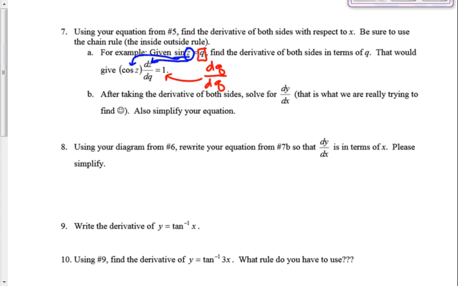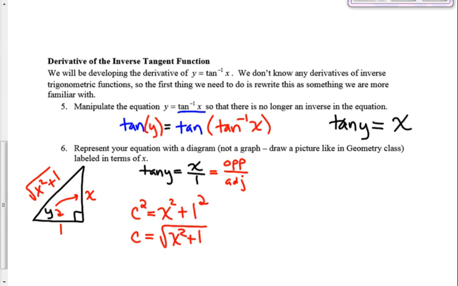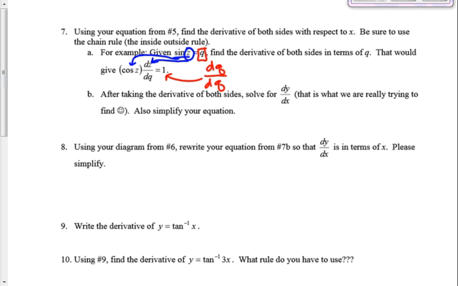I'm going to turn my paper over. Let me find number 5. Oh, this one I have in black over here. Tangent of y is equal to x. Once we have manipulated our equations, there was no inverse trig. So that's the equation I want to use. Tangent of y is equal to x. So let's take the derivative of this.